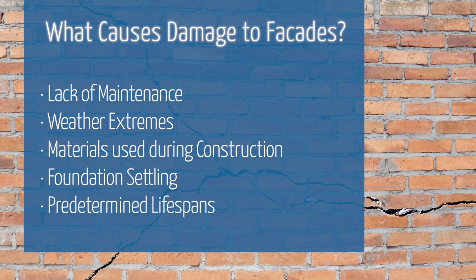UV radiation and acid rain can also affect building materials. Another thing that can cause damage to facades are material types used during construction, especially if corners were cut. Bricks being pushed lower when the foundation settles can also cause damage to facades. And then finally, all the design elements in a building's facade, the brick and mortar, the terracotta, the stucco, the fire escapes, they all have predetermined lifespans.